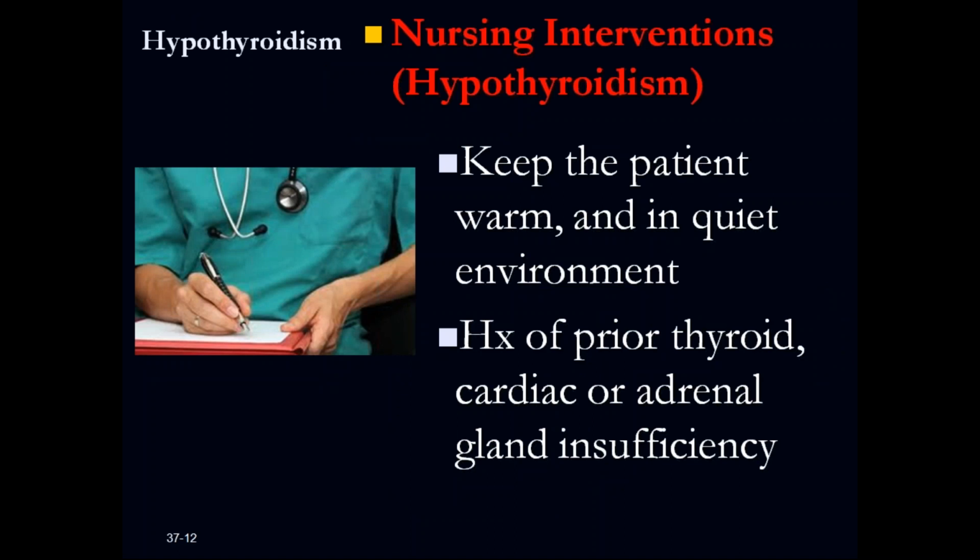All right, so keep the patient in hypothyroidism. The patient is cold. The simple nursing action is to offer some blankets. One of the things we need to remember is the history of prior thyroid problems or cardiac disease. Adrenal gland insufficiency is less common, but focus right now, and always remember, on the thyroid problems and cardiac.